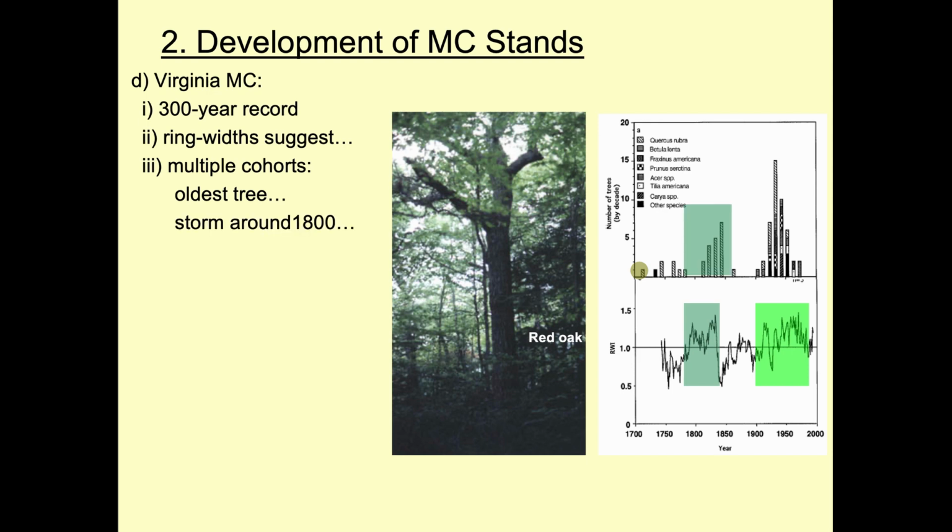These researchers looked through the records of the time and found that a large storm around 1800 opened up the forest. Obviously, more light penetrated, and tree rings have a wider growth pattern during this time with all this available light. Along with this time period of exaggerated growth, you also have new cohorts being developed at this time as this storm removed large patches within this forested region.